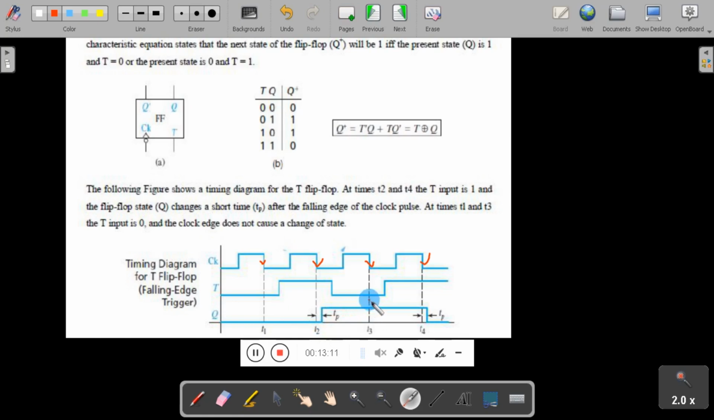At this stage, once again you see T is equal to 0. When T is equal to 0, the output remains in the last state only. So the last state is 1. So it will remain 1 till the next negative edge occurs. When the next negative edge occurs, T is 1. That means the output will once again toggle. So in this way, this is the working procedure or waveform explanation for the T flip-flop.